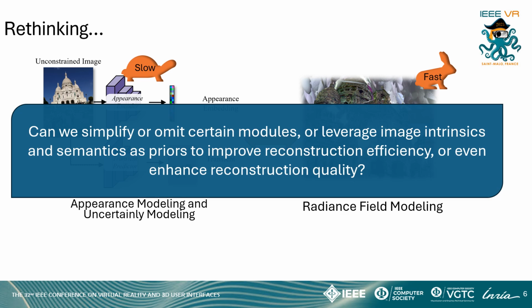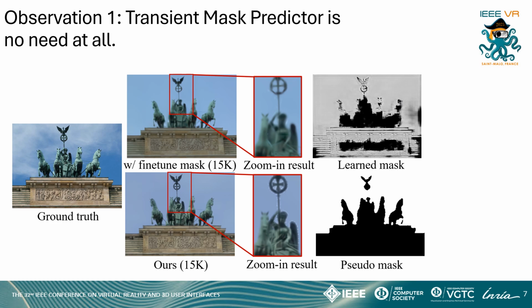Can we simplify or omit certain modules, or leverage image intrinsics and semantics as priors to improve reconstruction efficiency, or even enhance reconstruction quality? The inspiration for our work comes from two observations. First, we find that in 3D Gaussian-based in-the-wild scene reconstruction, the transient mask for each unconstrained image can be obtained with a pre-trained semantic segmentation network. No need to retrain or fine-tune the transient mask predictor. By using a simple yet efficient greedy supervision strategy, this approach not only reduces the number of parameters that need updating but also resolves the ambiguity between the 3D radiance field and the 2D transient mask, improving training efficiency.